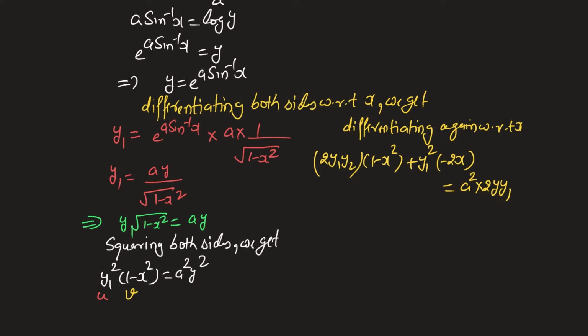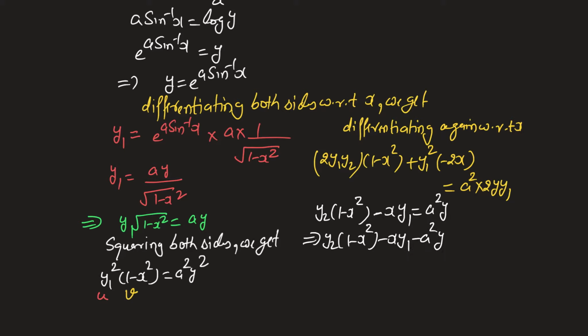Now on both sides we are cancelling 2y1. So what will we get? This 2y1 will go from here, 2y1 into y2 is y2, so 1 will remain, 2y1 will go from here, so it will be y2 into 1 minus x square minus x y1 is equal to a square y. This implies that y2 into 1 minus x square minus x y1 minus a square y is equal to 0. So this we have obtained.